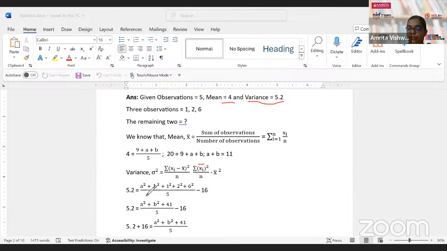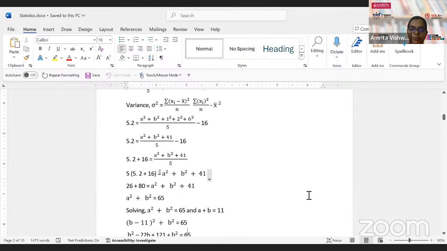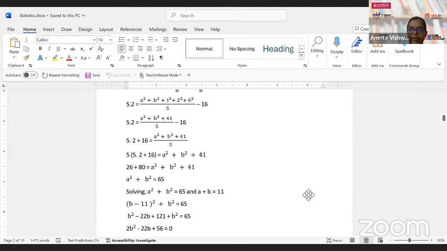Variance is 5.2, which is equal to a square plus b square plus 41 minus mean square, 4 square, that is 16, divided by 5. You can just solve the very basic part here and you'll get another equation in terms of a square plus b square. So here, I'm just taking this 5 here. So it becomes 5 into 5.2 plus 16 equal to a square plus b square plus 41. So this becomes 5.2 into 5, that is 26, and 16 into 5 is 80, equal to a square plus b square plus 41. So I got an equation: a square plus b square equal to 65.